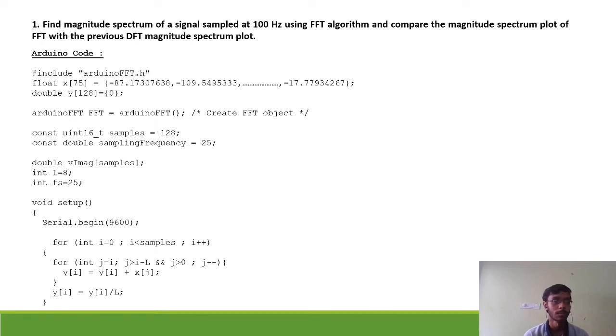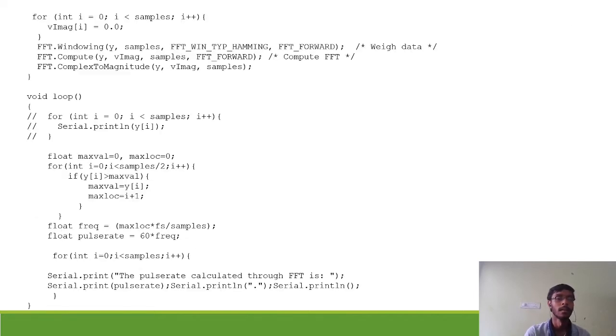In the void setup, we are writing Serial.begin(9600). Now, we don't want our code to run every time, so we calculate everything in void setup and print everything in void loop. After that, we are using moving average on the x of 75 and we are calculating y of i. Once y of i is calculated, y is our real data samples and we need the imaginary part to be 0, right?